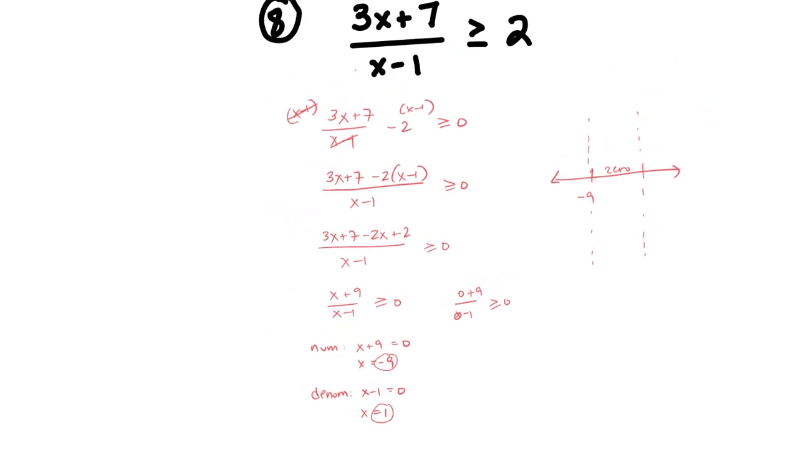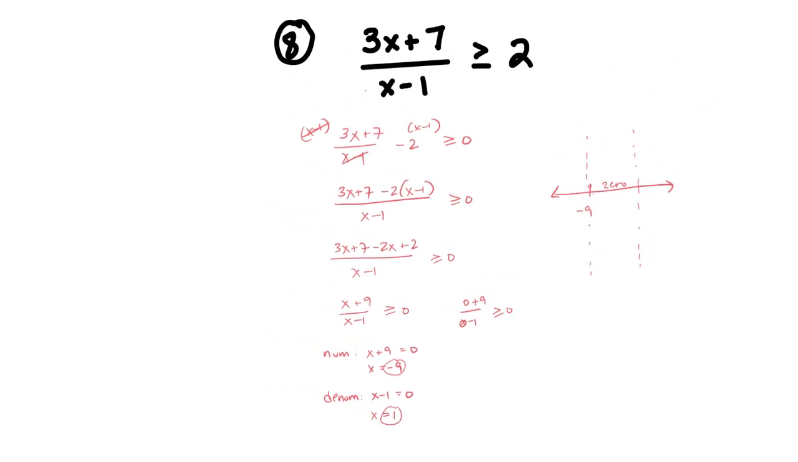I could do it there, or if not, I could even do it to the original. In fact, let me do that. I'm going to plug it into the original equation, which is better. So it's going to be 3 times 0 plus 7 over 0 minus 1 is greater than or equal to 2. So 7 over negative 1 is greater than or equal to 2. So negative 7 is never going to be greater than or equal to positive 2. And so this is not a solution set.